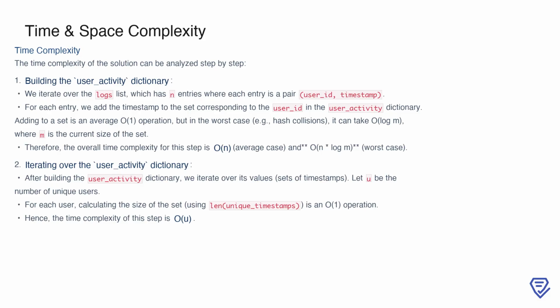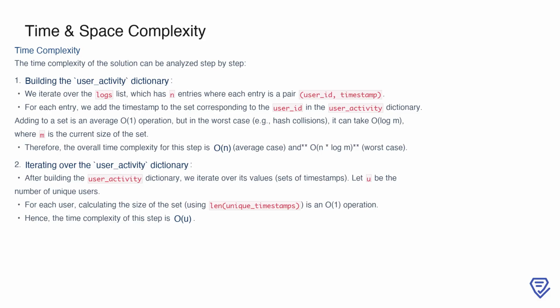First, we focus on building the user_activity dictionary. This involves iterating through the logs list, which contains n entries, each represented as a pair of user ID and timestamp. For each entry, we add the timestamp to a set associated with the corresponding user ID in the dictionary. On average, inserting into a set is an O(1) operation due to efficient hashing, but in the rare worst-case scenario, hash collisions could cause this operation to degrade to O(log m), where m is the current size of the set.